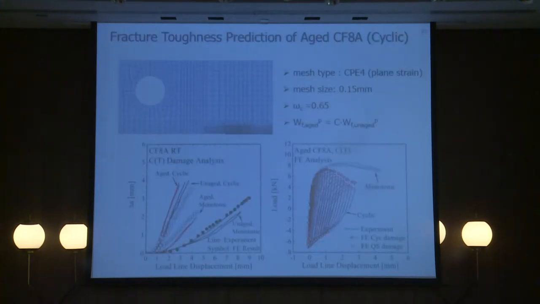This is the fracture toughness prediction result of aged CF8A under cyclic loading condition. When you see the crack extension data, the overall tendency of crack extension is suitably predicted. And the load line displacement data is a little bit higher, but it properly predicts the data.